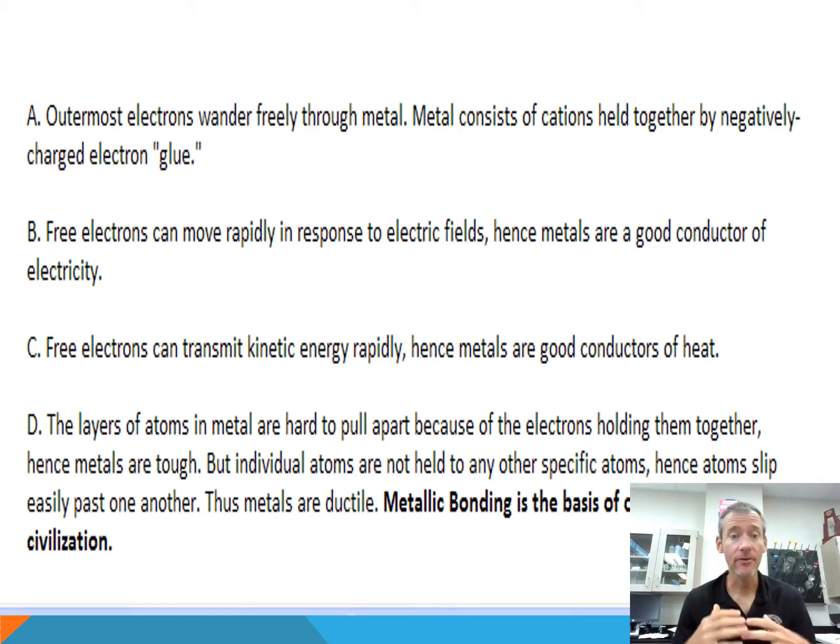The atoms themselves are hard, but they can slip past each other and be pressed. That's why they can be made into shapes and into wires, into tools. So that's why metallic bonding is the basis of our civilization, ever since back in the Bronze Age.